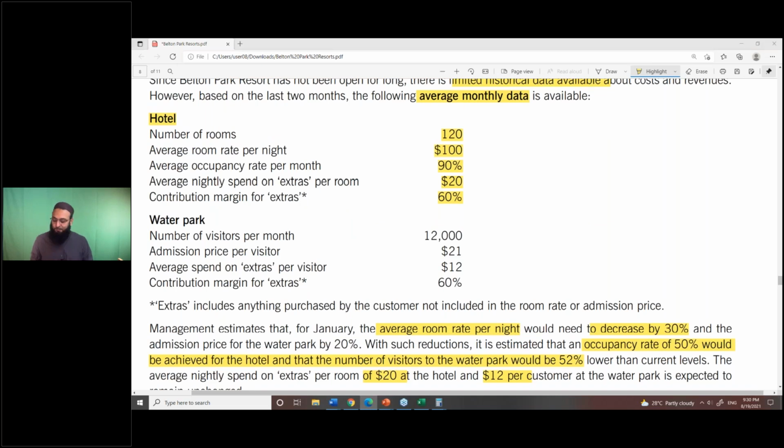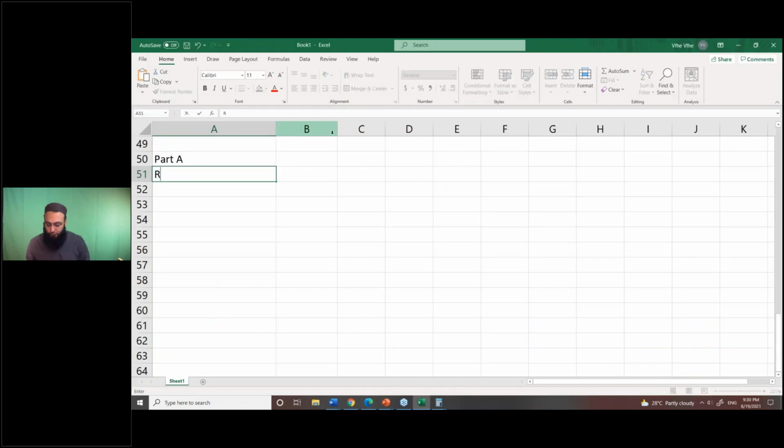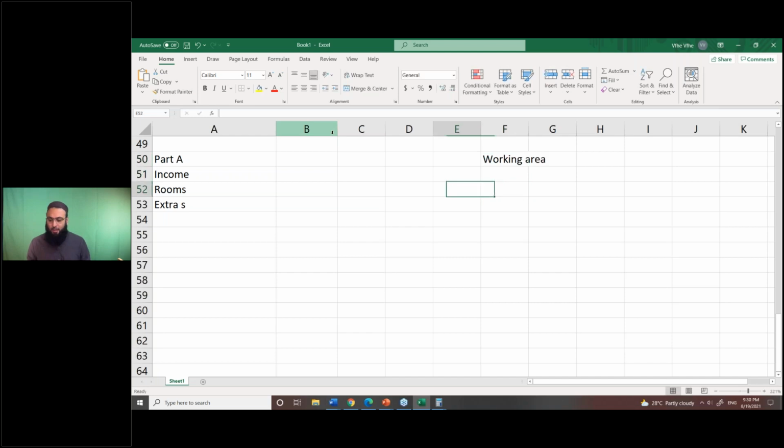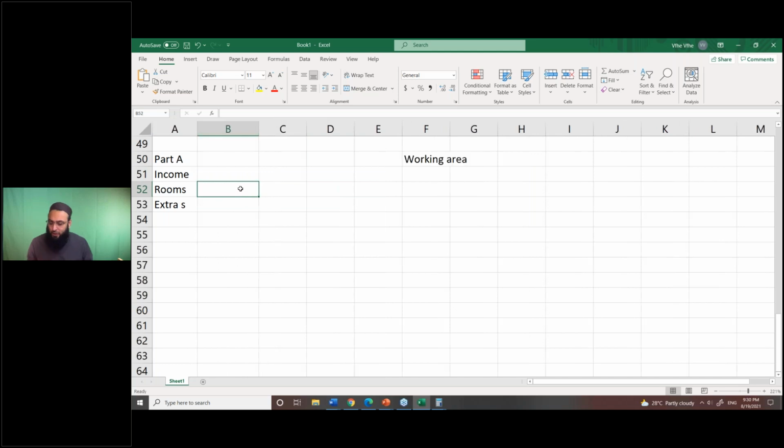Now, let's begin with the revenue first of all. Revenue is what I'm going to work out first. My revenue is divided into two things: one is the revenue from the rooms, and then I have the extras as well. I'm talking about the income here. Now, if I want, I can do my calculations in a working area as well. So I can open a working area and give the references of the working area as well. It's up to you how you present the information.